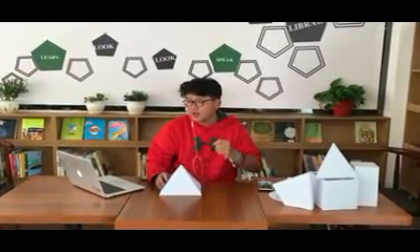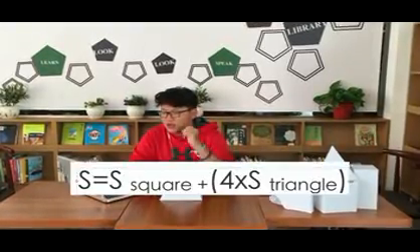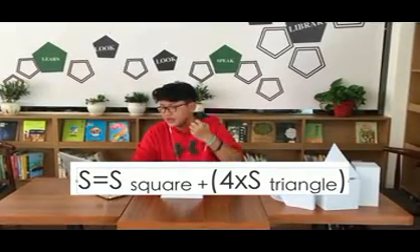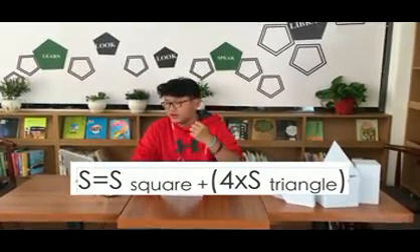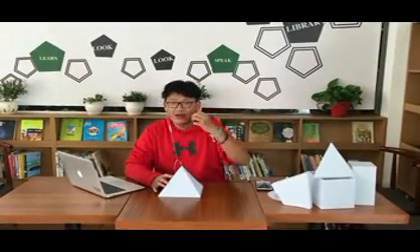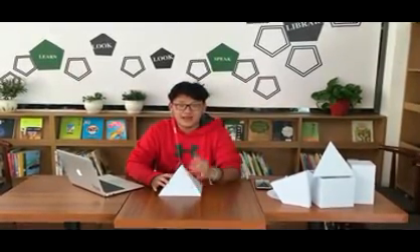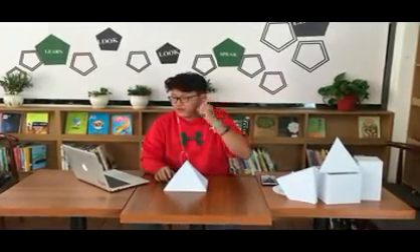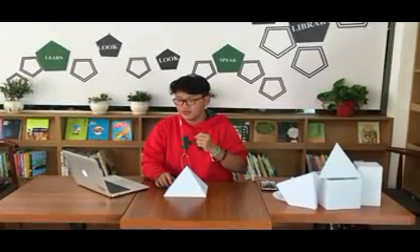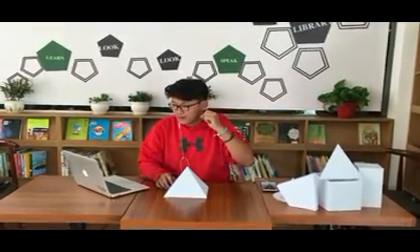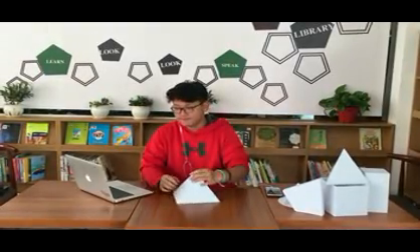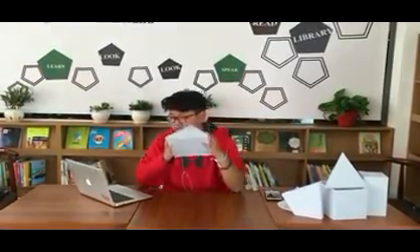And now we will calculate the surface area. The surface area formula is the square's area plus 4 times the triangle area. Let's put the numbers in: 20 times 20 plus 4 times 10 times 20 times 1/2. And we can know the answer is 800.